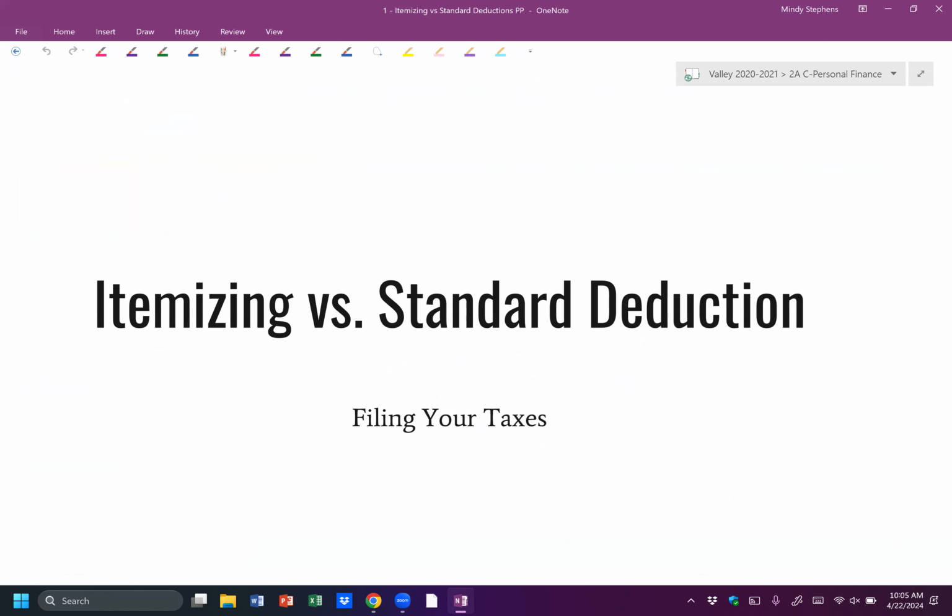So we're talking about itemized versus standard deduction. When you file your taxes, everybody gets some type of a deduction. There are two main types, either itemized or standard. We're going to talk about the difference between those two things as we go through this.